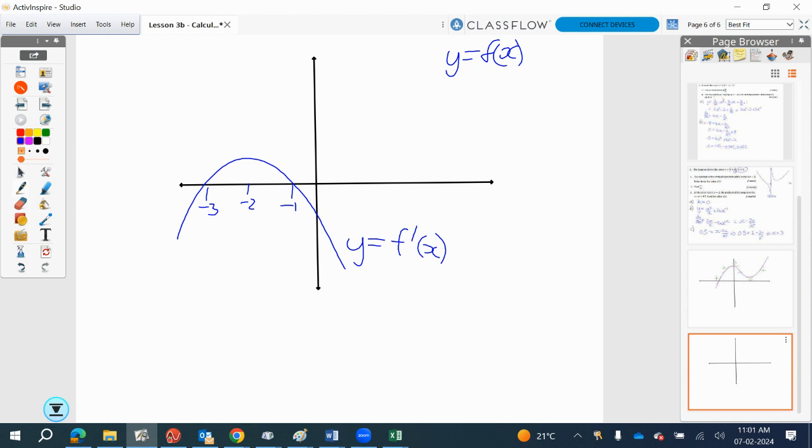So Leo says that this implies that f of x is rising in this interval. She's correct. Explain to the person next to you why she's correct.